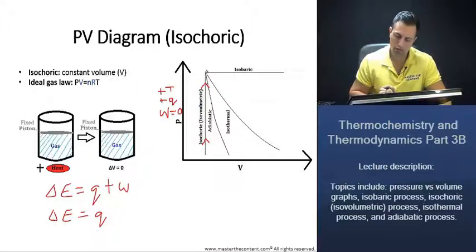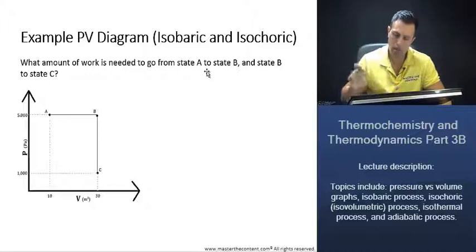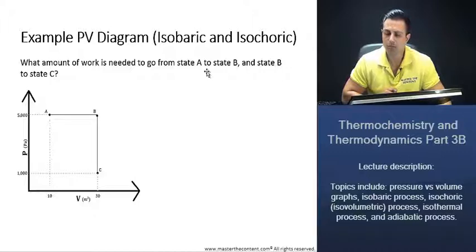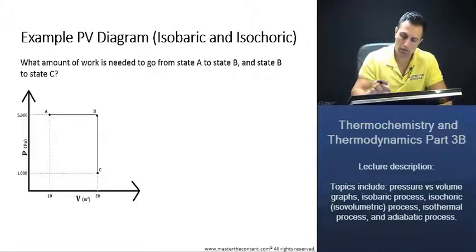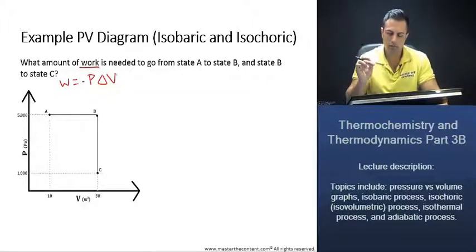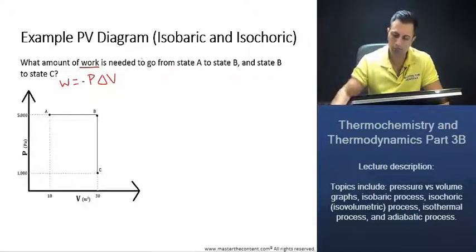Now let's move on to our next slide and do an example. What amount of work is needed to go from state A to state B and state B to state C? Okay, great. If we take a look here, we're talking about work, right? So doing our work equation, we see that work is equal to negative pressure times change in volume, and we're going from A to B. Let's just highlight that so we know what we're working with here. We're going from A to B. Okay, great.